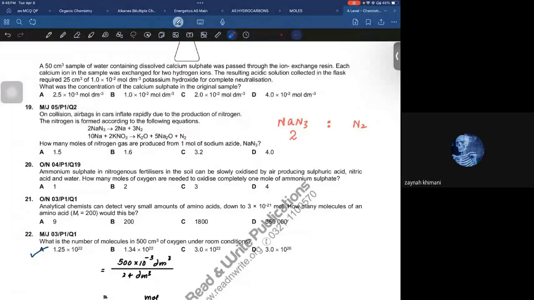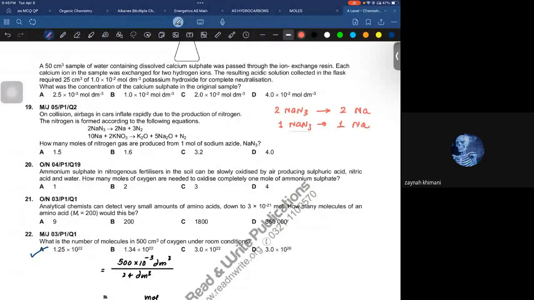चलो, ओके, I am going to tell you this. According to equation number 1, 2 moles of NaN3 gives 2 moles of sodium. Then 1 mole of NaN3 would give you 1 mole of Na.